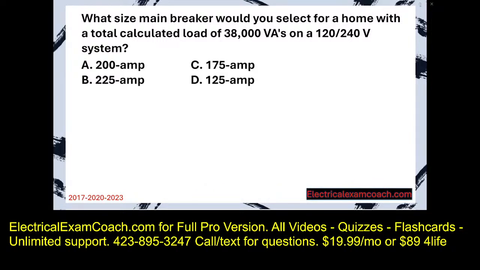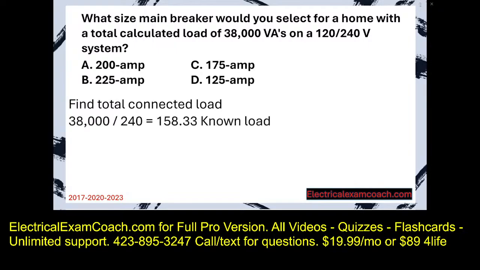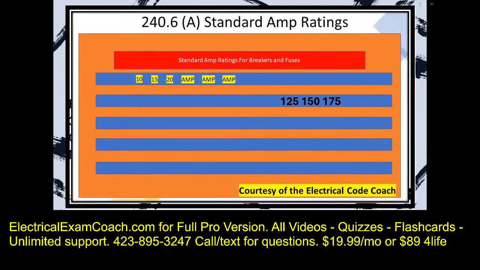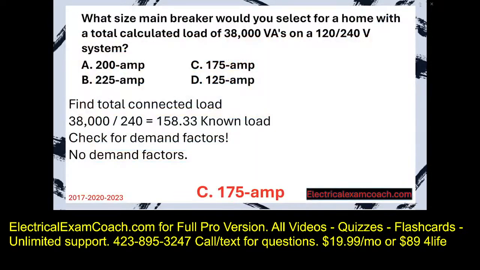What size main breaker would you select for a home with a total calculated load of 38,000 VAs on a 120/240 volt system? Step 1, find our total connected load. They've already done the math for us, so all we have to do is divide by the system voltage. And in this case, it equals 158. Now we check for demand factors. And like we said before, there are no more demand factors on this calculation. We head over to table 240.6(A), and we choose the next standard size breaker. And in this case, it's 175 amps.